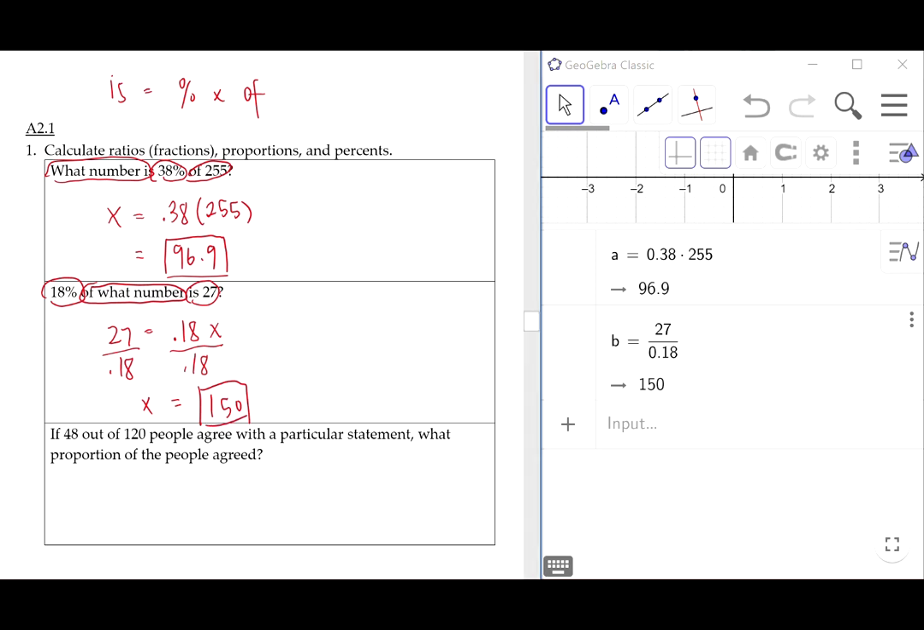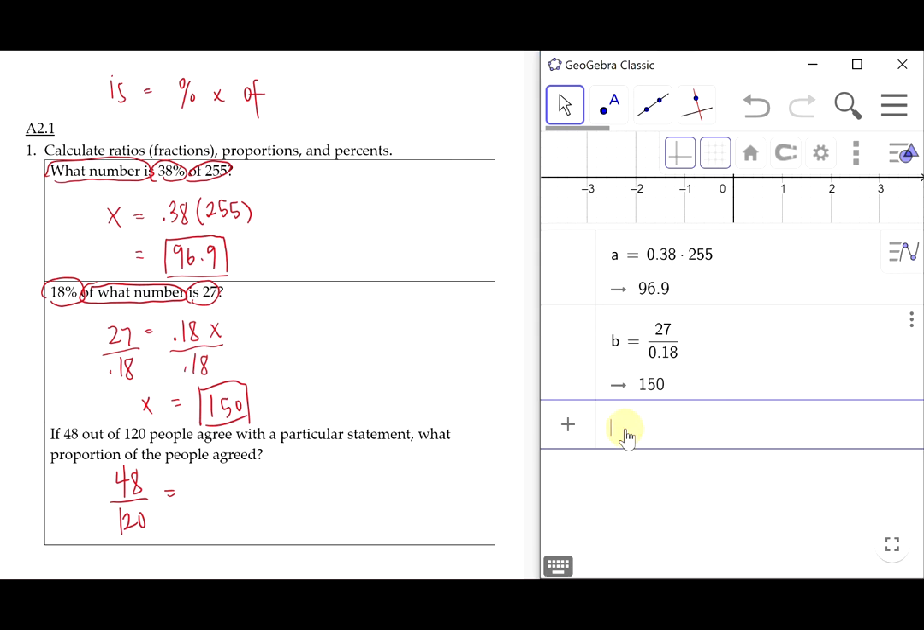Next, if 48 out of 120 people agree with a particular statement, what proportion of the people agreed? So we're just going to set up the fraction. I want 48 out of 120. So 48 is my numerator, 120 is my denominator, and I just need to divide that to get a proportion. A proportion is another way of saying a decimal value.